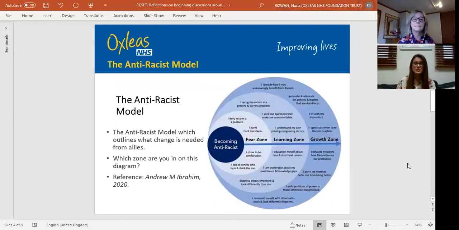So what did this look like? Here's an example of one of the slides I shared. The reference is there at the bottom. I showed this because I thought it was a really nice visual representation of our overall aim around becoming actively anti-racist: moving from being in the fear zone through to the learning zone and then into the growth zone, which is around being able to sit with your discomfort. This was quite an important slide, and one that I referred to back towards the end of the presentation.